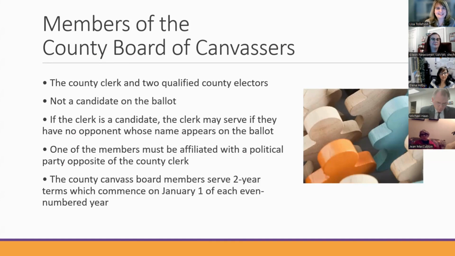They are appointed in even numbered years, or at the end of odd numbered years, for starting in January of next year is their term. It runs for 2 years. As the county clerk, I am on the ballot. If I am unopposed, I can still stay on the county board of canvass. If my race is contested, I cannot, so I'll appoint someone else to fill my shoes. And again, as Mike was saying, we do need to have at least one person that is the opposite party that the county clerk is.